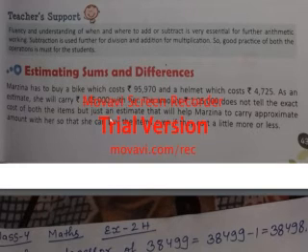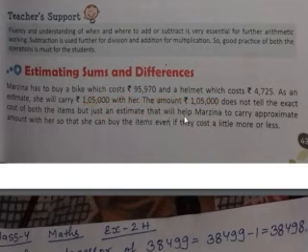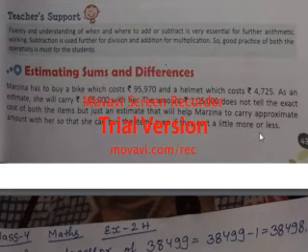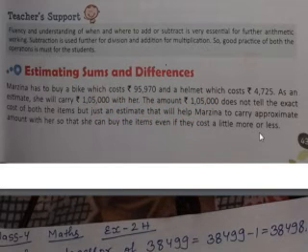So you can see over here, the amount rupees 1,05,000 does not tell the exact cost of both the items, but just an estimate that will help Margina to carry an approximate amount with her so that she can buy the items even if the cost is a little more or less. Yes, that's why I was saying the same thing, that it does not give the exact value, but keeping an estimation will help Margina if the prices rise also.